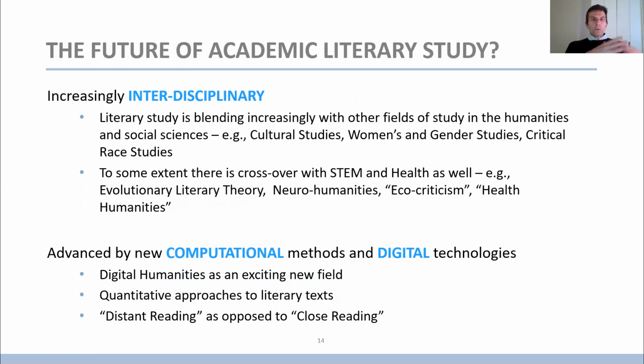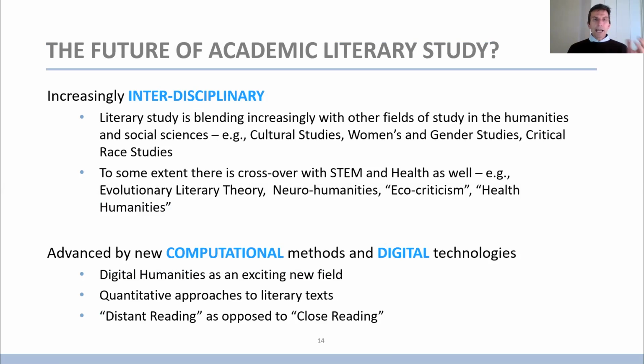So we've talked about what is literature. We've talked a bit about what the discipline is, about the discipline's roots. We've talked about why literature is written, then why it gets studied, and now let's maybe peek into the crystal ball in terms of where the academic study of literature may be going in the future. I would say a couple of the biggest trends are that interdisciplinarity is increasingly important, as well as computational methods and digital technologies.